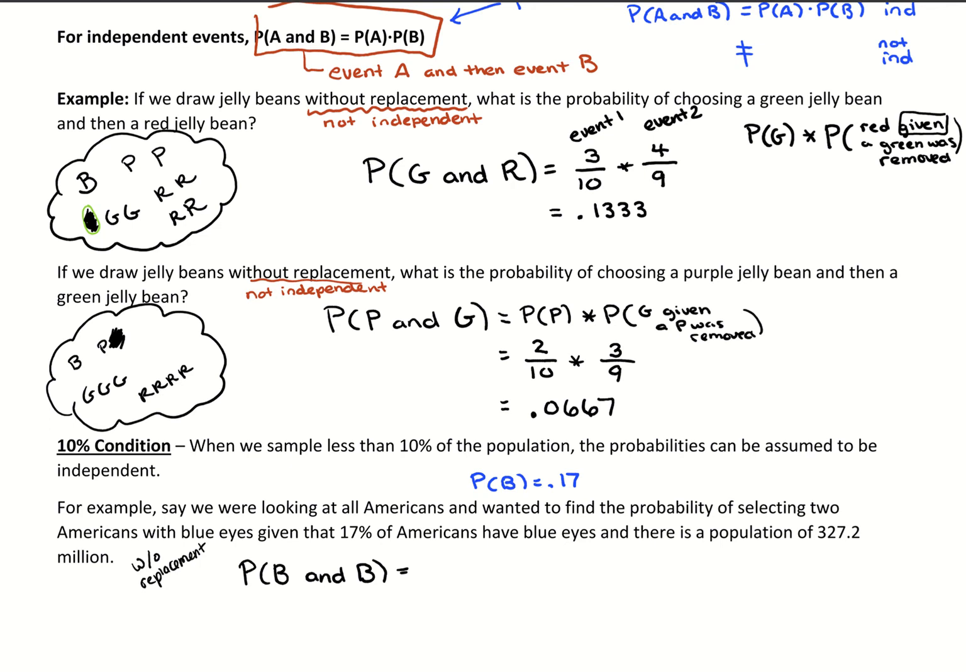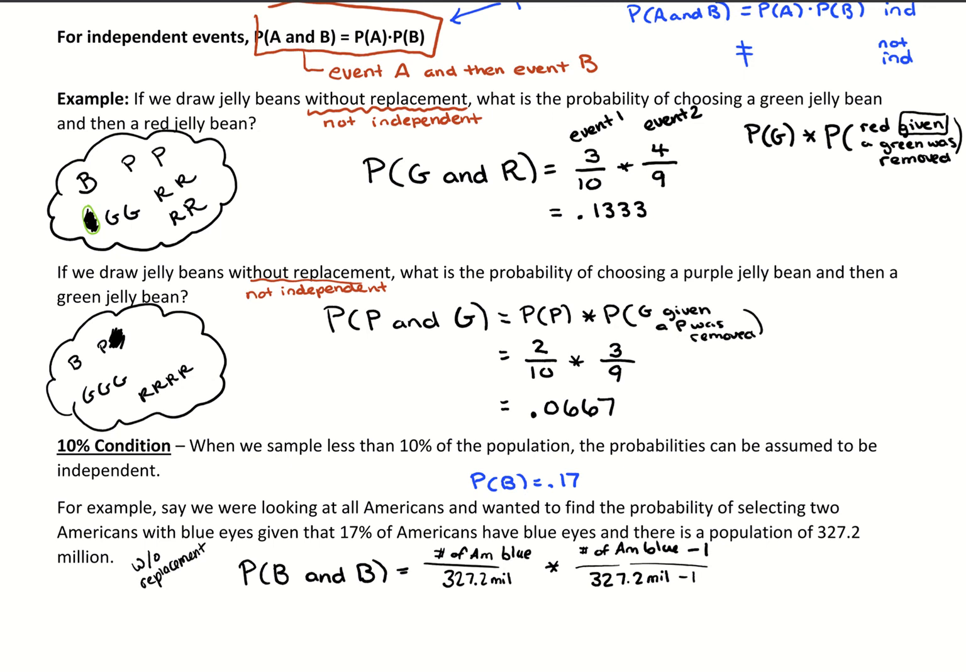So let's see, 17% of 327.2 million is going to be a lot of people. I'm not going to calculate the exact values here because we're going to find that we actually don't need them. But what we would technically have to do, since we're working without replacement, is get the number of Americans with blue eyes out of 327.2 million. And then multiply that with the adjustment, the number of Americans with blue eyes, but then take out one of them, over 327.2 million minus 1.